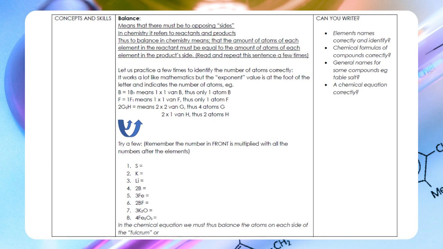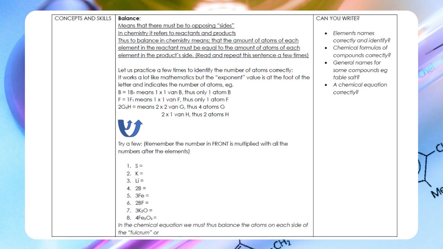Try a few. Remember the number in front is multiplied with all the numbers after the elements. 1. S equals. 2. K equals. 3. Li equals. 4. 2B equals. 5. 3 Fe equals. 6. 2 BF equals. 7. 3 K2O equals. 8. 4 Fe2O3 equals.